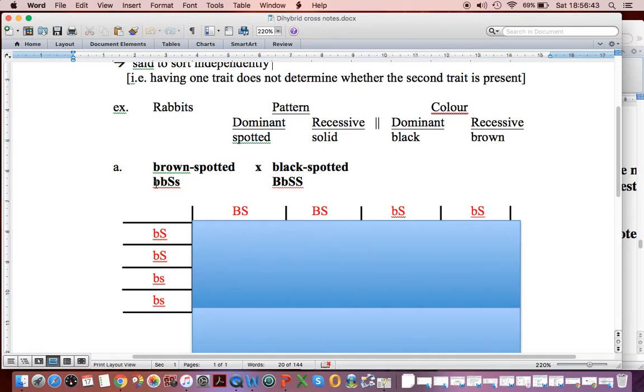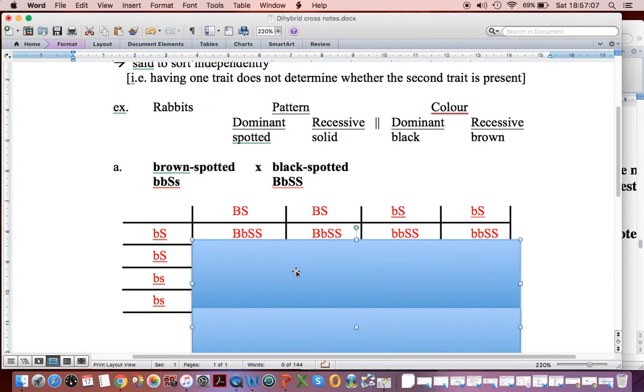So we're pairing the first letter with the last two letters, and then the second letter separately with the last two letters. We do the same thing here. We get big B, big S, and we get big B, big S. Then we get little b, big S, and little b, big S. So I hope that makes sense. But once you've got that done, now it becomes really straightforward.